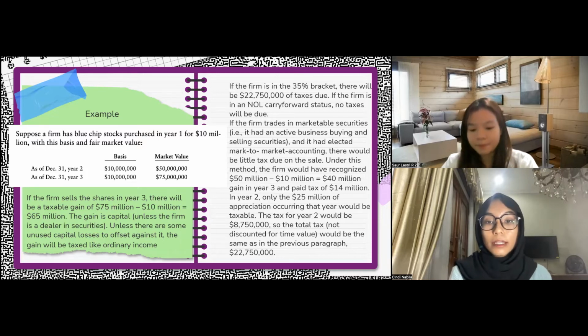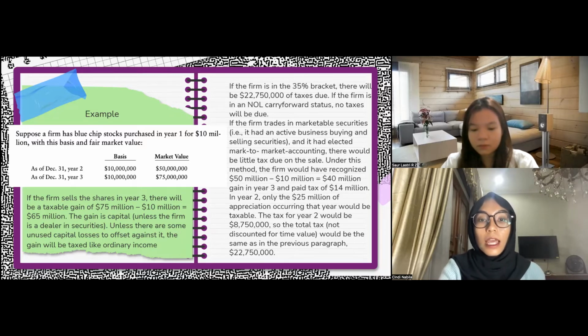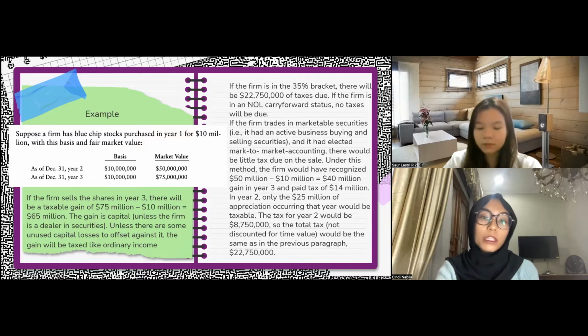If the firm trades in marketable securities, for example, it has an active business buying and selling securities, and it had elected mark-to-market accounting, there will be a little tax due on the sale. Under this method, the firm would have recognized $50 million minus $10 million, which equals a $40 million gain in year three and paid tax of $14 million.